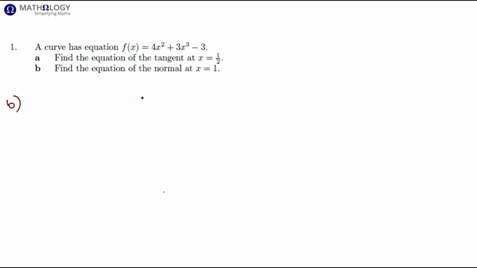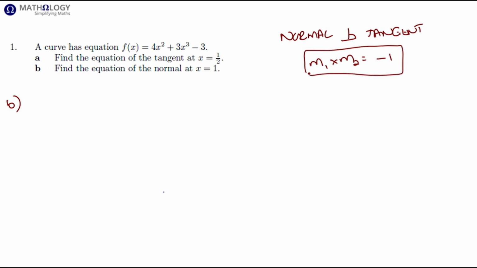Okay, next we're required to find the equation of the normal at the point where x equals 1. Now, a normal is perpendicular to a tangent. And we know that when two lines are perpendicular, the product of the gradients of those two lines is always negative 1. For any two perpendicular lines, this always holds true. Gradient 1 times gradient 2 equals negative 1. Now, we need to know that the normal is perpendicular to a tangent, otherwise we can't find the equation of the normal.